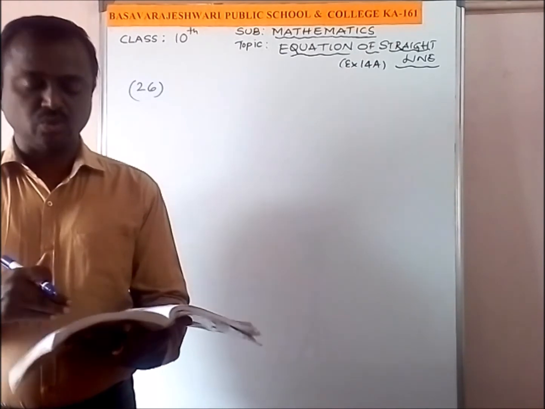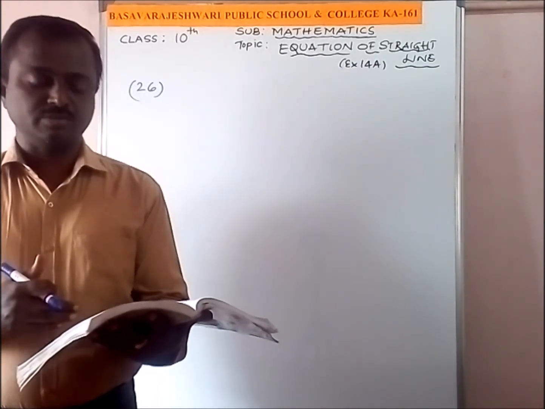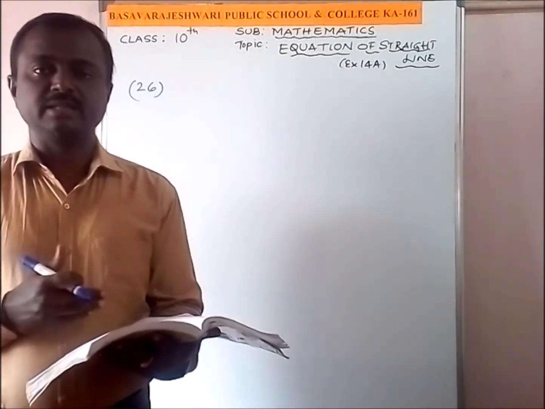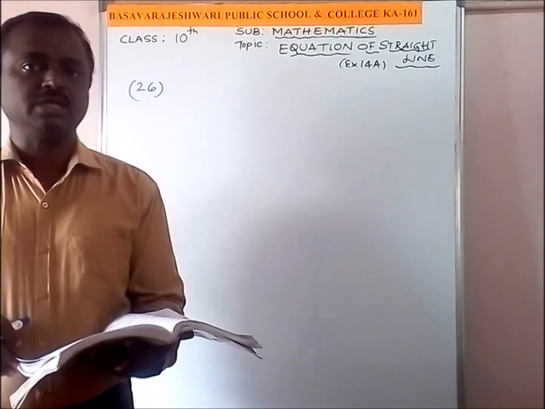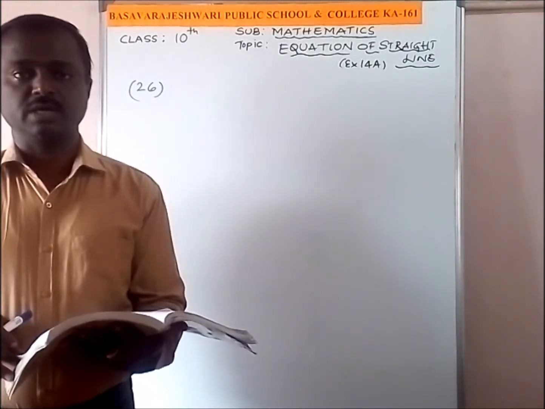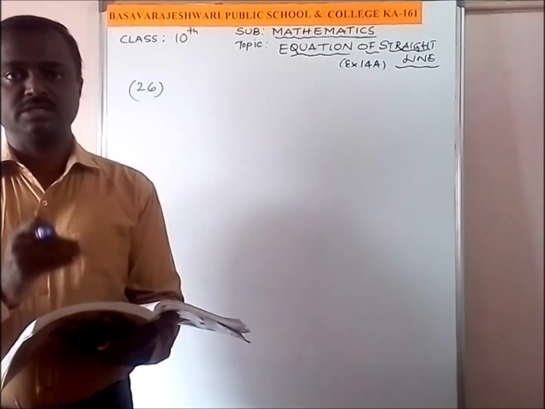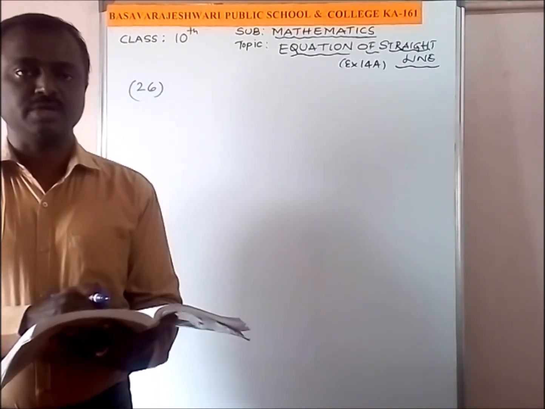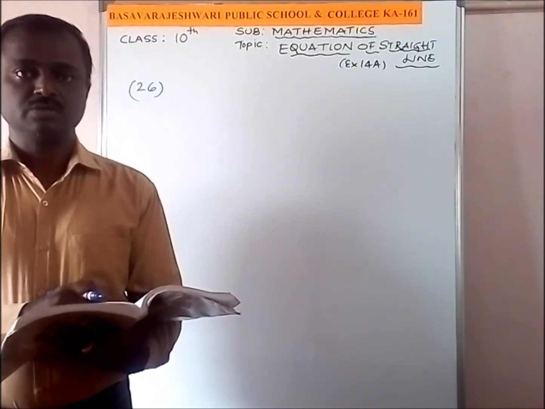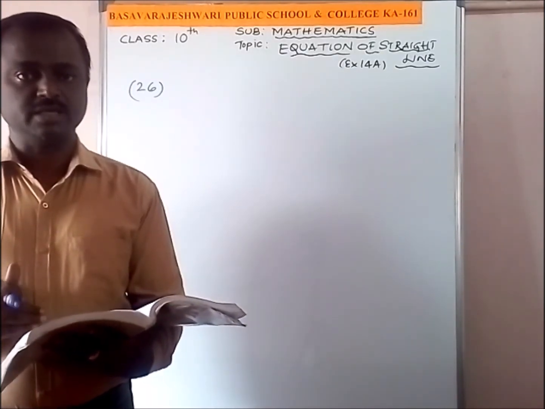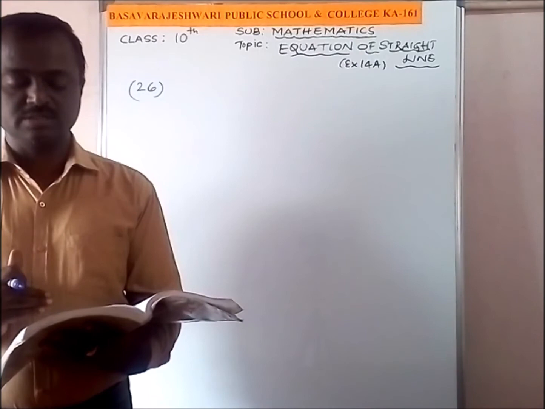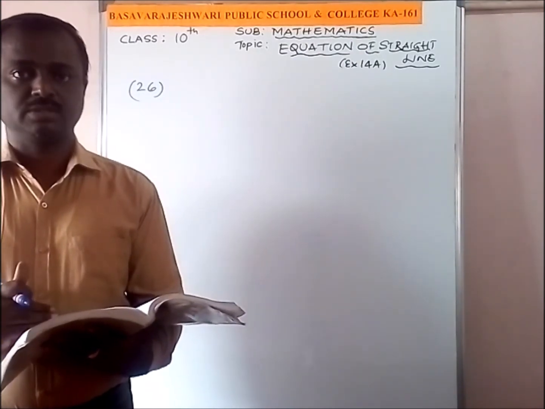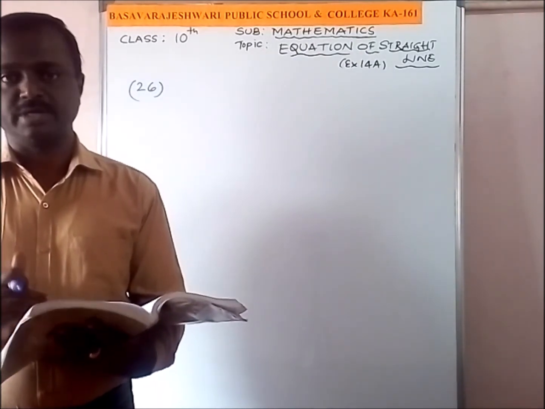In this chapter I told already the remaining part of the chapter, that is condition for parallelism and perpendicularity, is not there for the examination. Only the first part, that is exercise 14A, we have to go through for the examination. Understood, children? So the remaining part is not there. That means by this I conclude this chapter. So this chapter is completed.